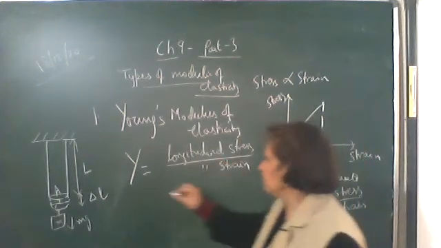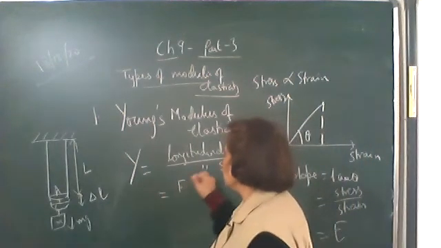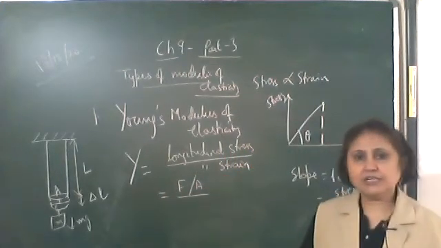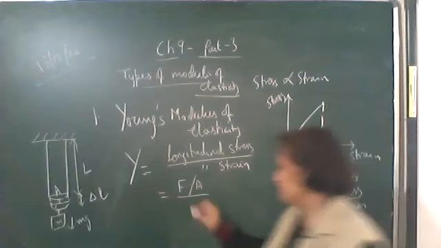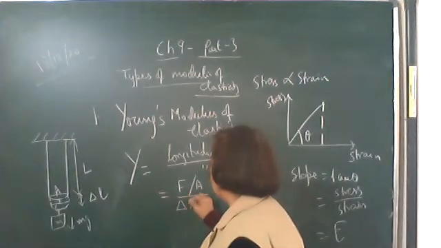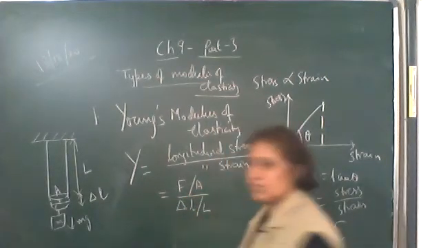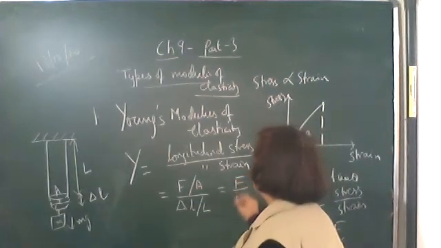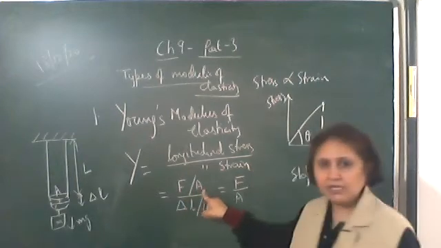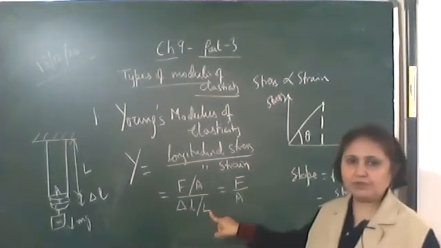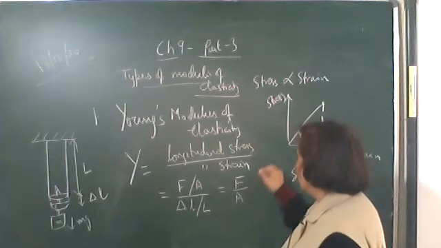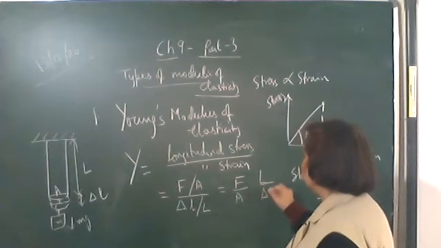Now longitudinal stress is force per unit area. And what is the longitudinal strain? The change in length upon original length, that is delta L upon the original length. Now this can be written as force upon area divided by delta L upon L, that is, F upon A into L upon delta L.